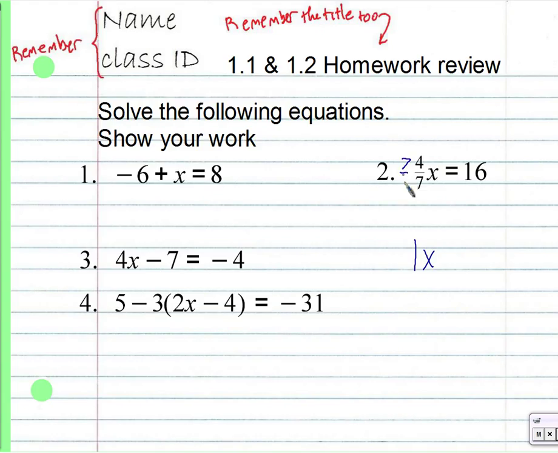4 over 7 times 7 over 4. Multiply by 7 over 4, of course, on both sides. We're going to keep it balanced here. So we get 28 over 28, or 7 divided by 7, we get 1. 4 divided by 4, we get 1. Either way we look at it, we get 1x.